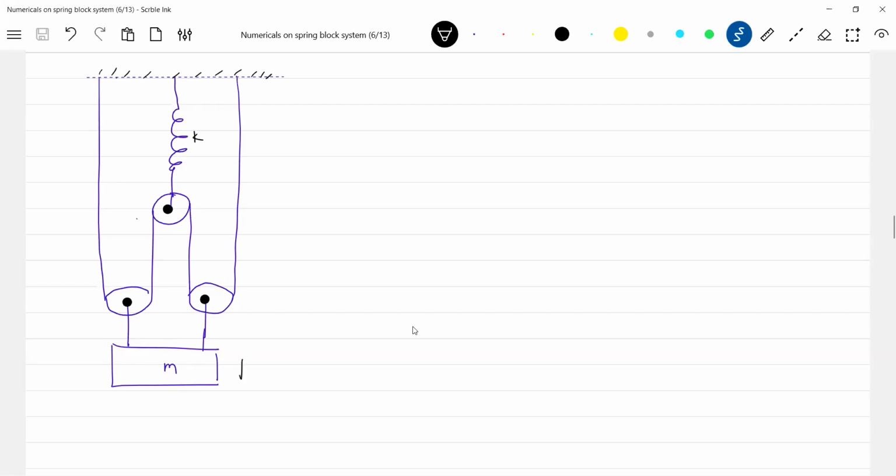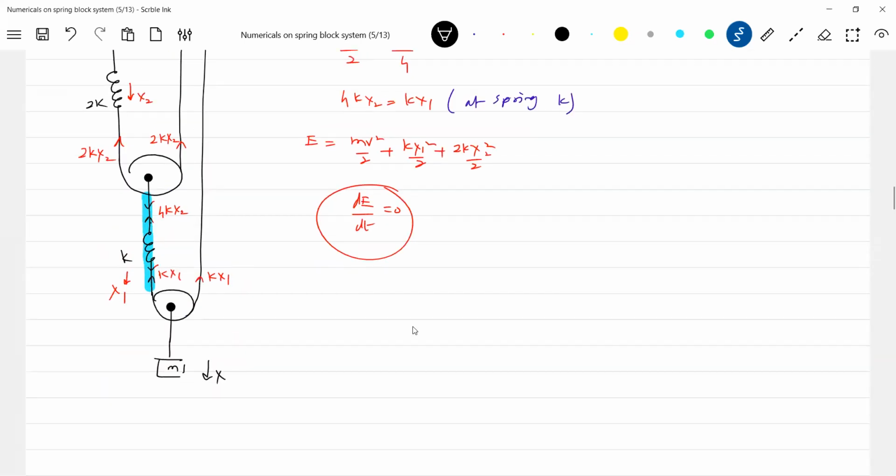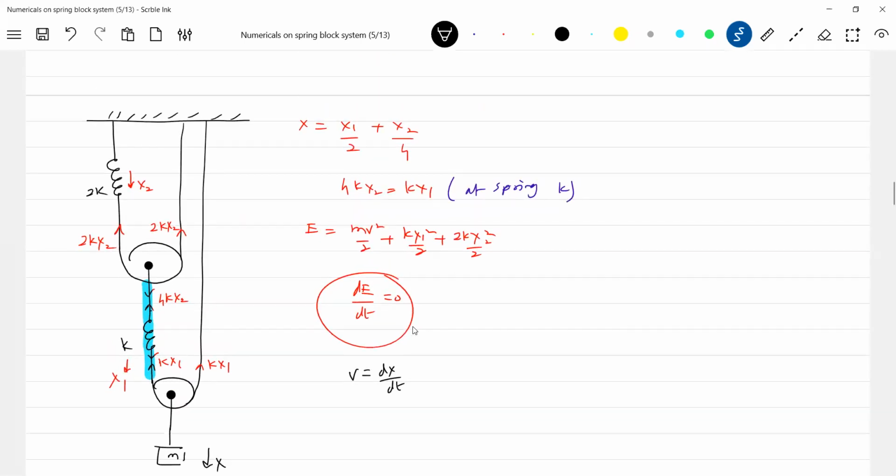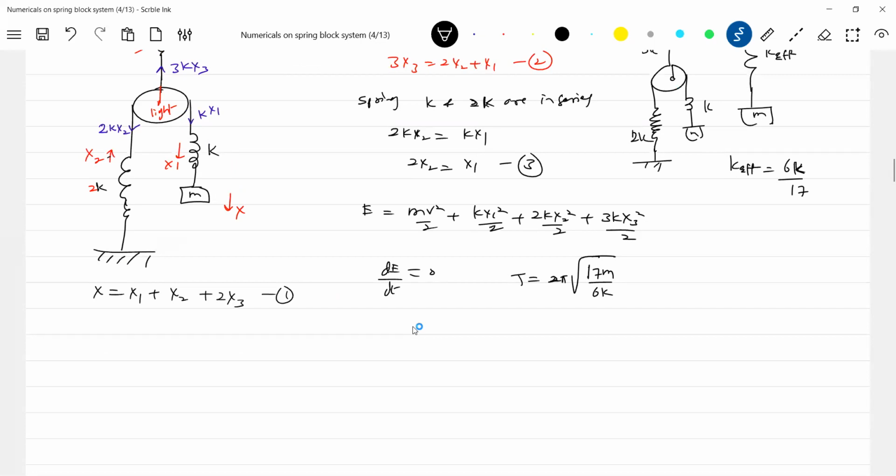Okay, let the displacement of the block be x. The elongation of the spring, let it be x1. So the question is very simple. E equal to mv square by 2 plus kx1 square by 2, where v equal to dx by dt. In all the problems, v equal to dx by dt. This is very important. I think I've forgotten to write it, and because of that only all this headache is there.